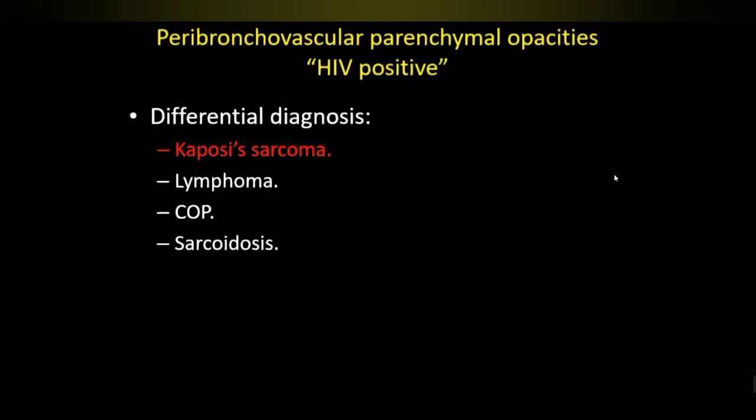So if you are facing peribronchovascular parenchymal opacities in HIV positive patients, the main differential diagnosis should include Kaposi sarcoma and lymphoma in addition to fungal pneumonia. Now, other differential diagnoses in different scenarios include organizing pneumonia and sarcoidosis. You mentioned sarcoidosis, and usually it gives you the so-called sarcoid galaxy sign, in addition to Wegener granulomatosis, or we call it now GPA. So there's a long differential diagnosis list.